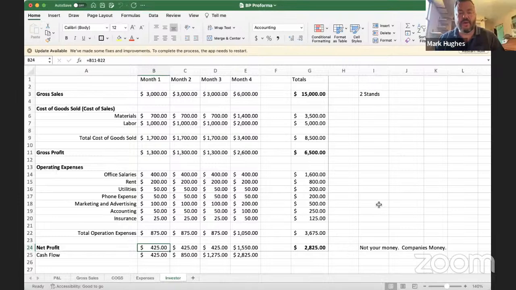an investor will be able to see that and see that you're a good risk for a cash flow loan.